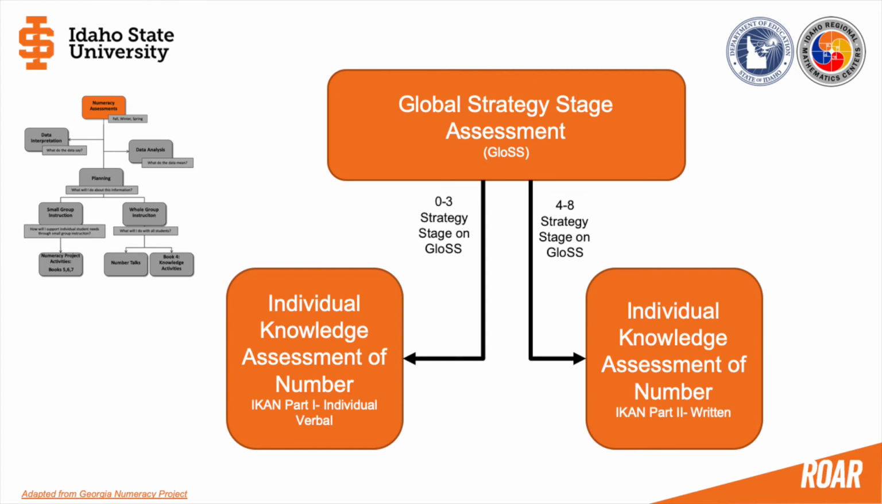This is an individual verbal counting interview that assesses one knowledge domain that is number sequence and order, such as number recognition, number sequence, and forward and backward number word sequence. If the student scores a 4 to 8 stage on the GLOSS, then he or she is given the ICAN Part 2. This is a knowledge screener that assesses 4 domains: number sequence and order, fractions, place value, and basic facts. It is a written test that can be given to multiple students or the whole class at one time.